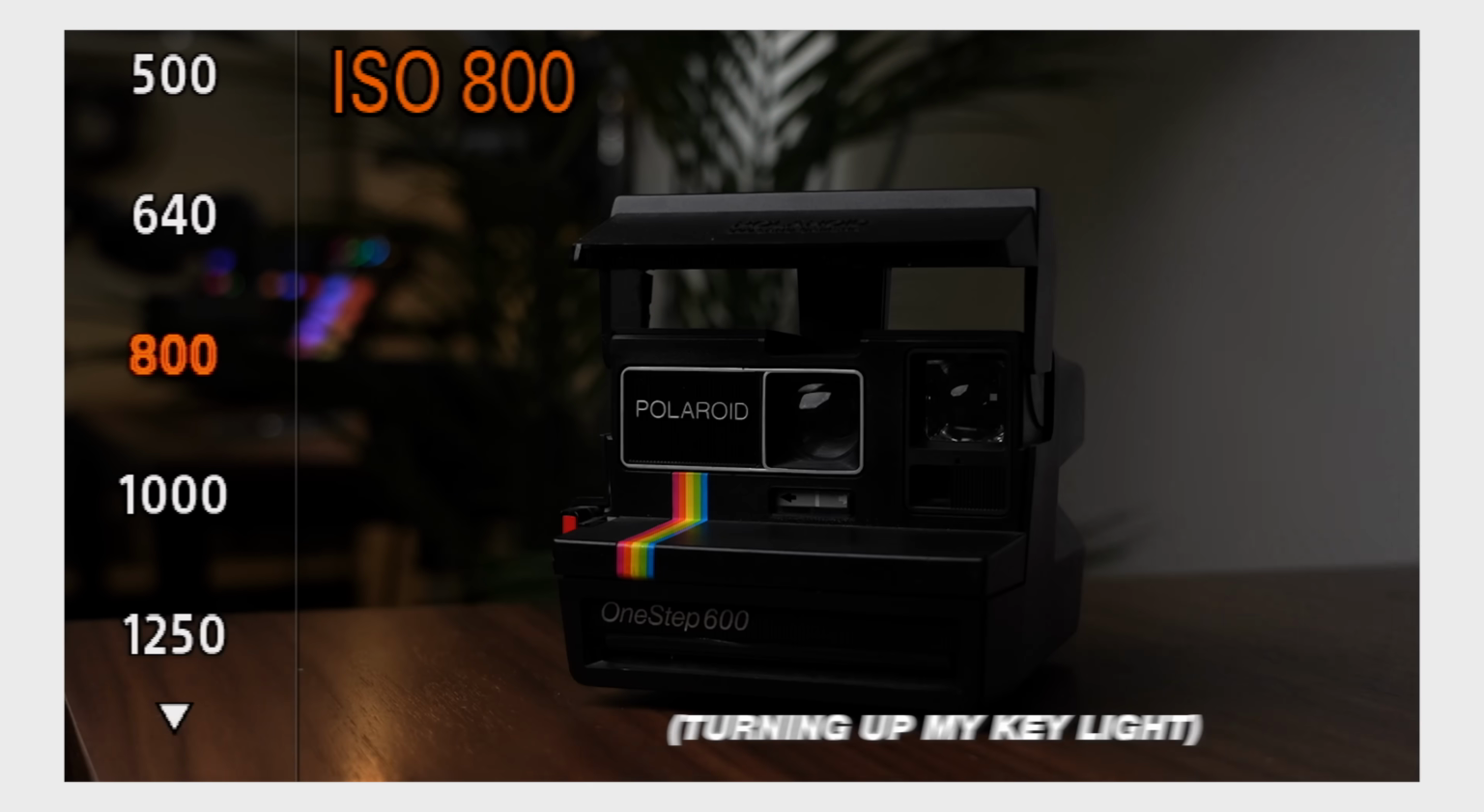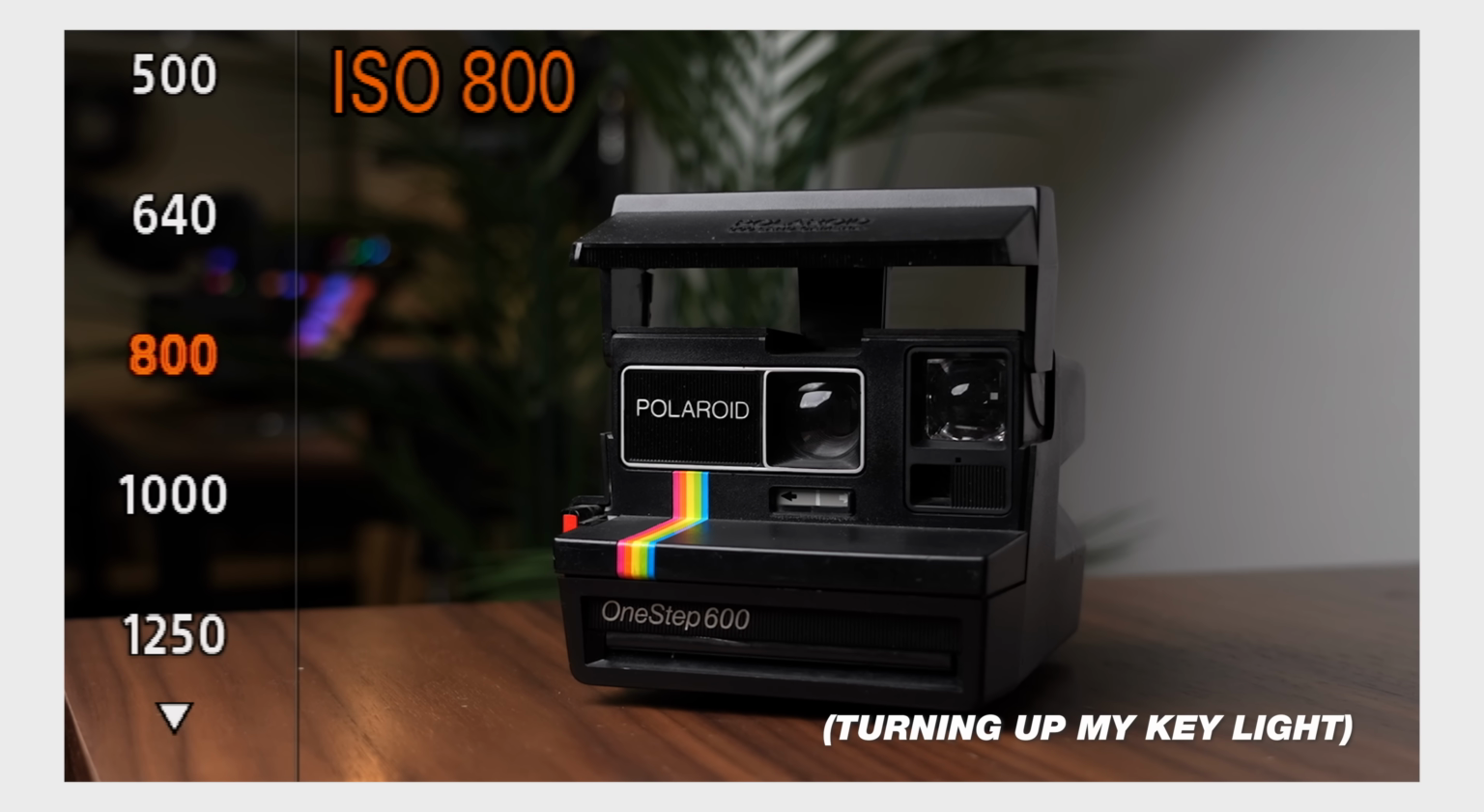So shoot to keep your ISO between maybe 100 and 800, and if it's still too dark, I'd probably consider adding more lights into your scene to get that correct exposure.